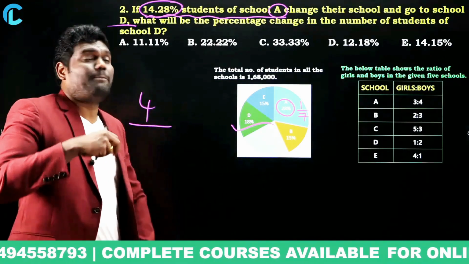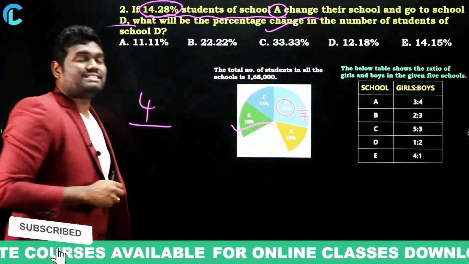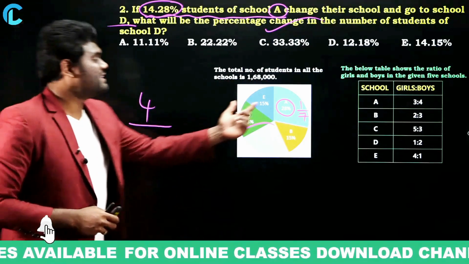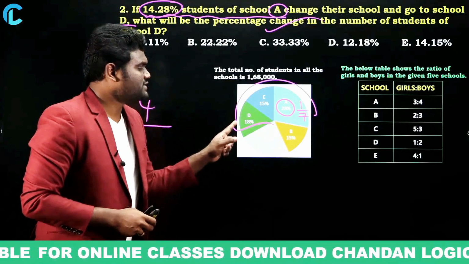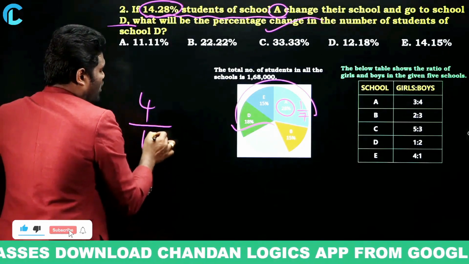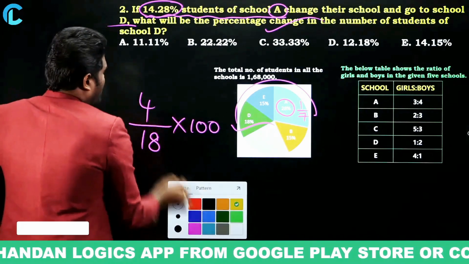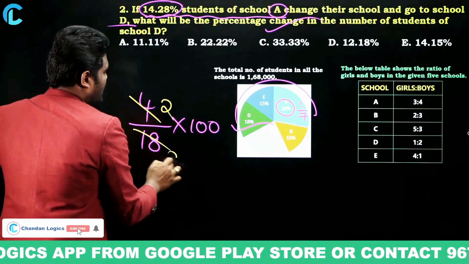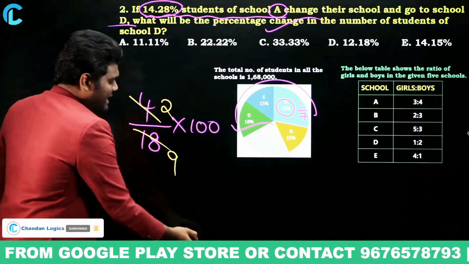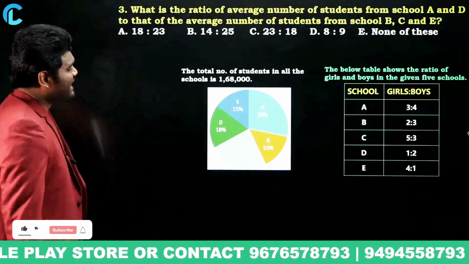The question is asking what is the percentage change in the number of students. So to know the percentage change, the difference is 4. Yes or no? Difference is 4. We need to compare it with D. So 4/18 into 100. That's it. Now just simplify. 2 cancels here 2 times, 2 cancels here 9 times. Now 2/9. 1/9 means 11.11, so 2/9 means 22.22%.